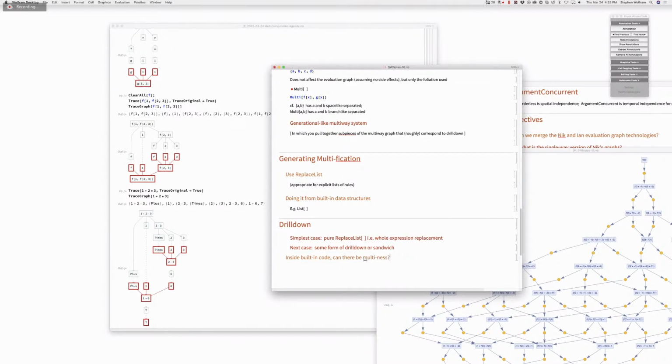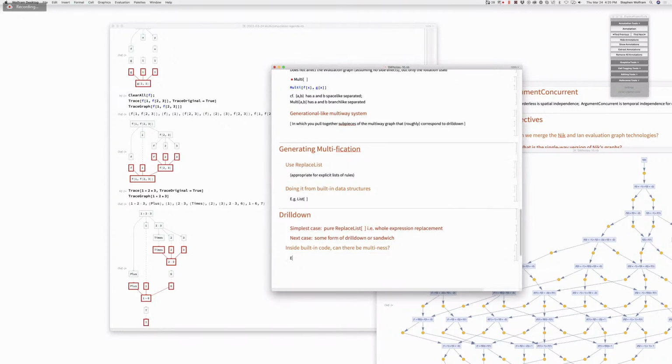Right? And for example, nest, or nest list or something, nest f, x, 5. The f there could itself have multi-stuff in it. Does that make sense? Or we could decide that it can't have anything multi. Once you go into nest, it's a single atomic operation and there's no multiness anymore. Do you see what I'm saying?